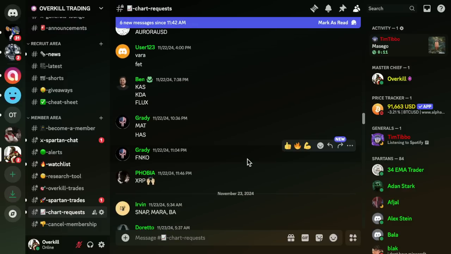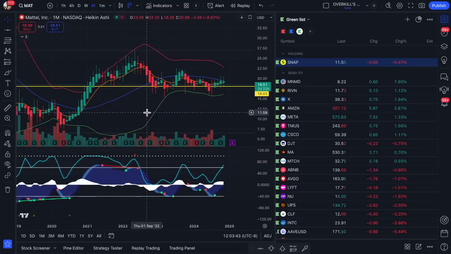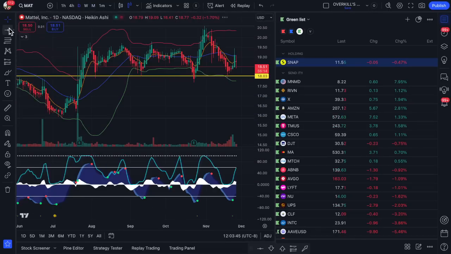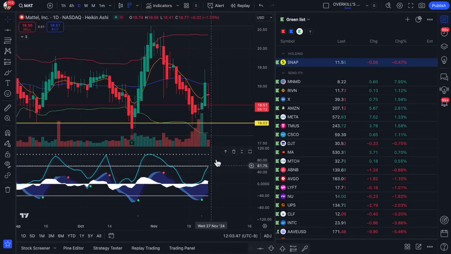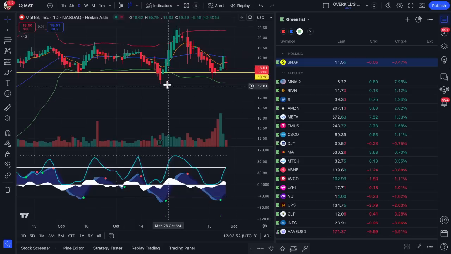We got MAT, M-A-T, Mattel. Monthly is green there. Good. Okay, and this one still has a green dot, so I'd still be holding on to this one. I'd move your stop loss up a bit to around 18.25.